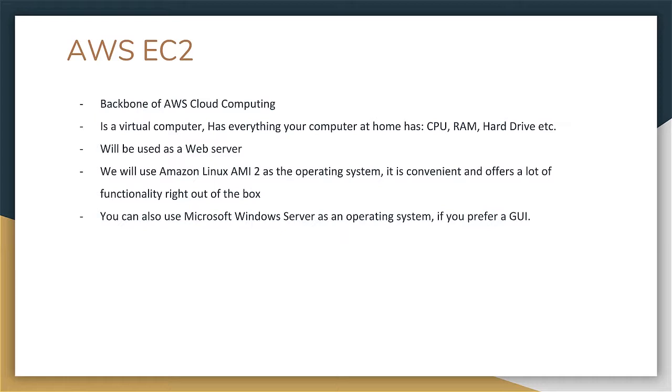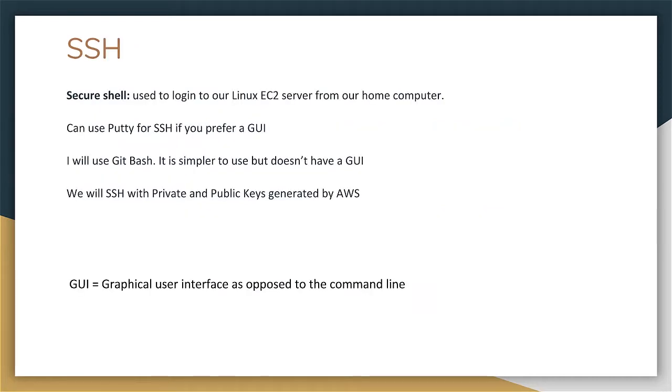Not to say that other Linux operating systems or even Microsoft operating systems are bad. It's just since this is the AWS tutorial, I thought it fitting using the actual Amazon AMI as the operating system. And of course, if you use a Microsoft Windows server, you do get a GUI, a graphical user interface. So if you prefer working with a graphical user interface as opposed to the command line, it's worth checking out the Microsoft Windows server. And now we can discuss SSH.